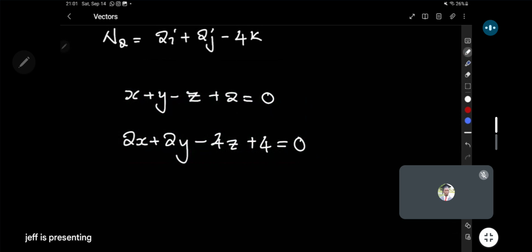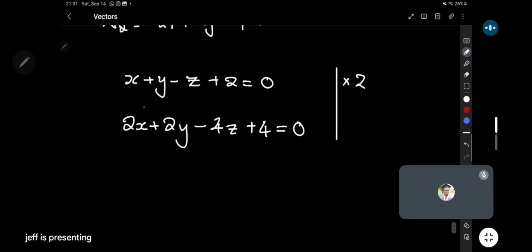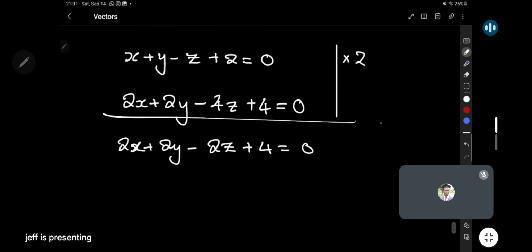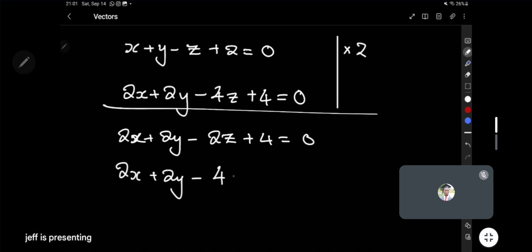So we can scale up by 2. Here we're just going to multiply the top one by 2. The bottom one can be multiplied by 1. If we did that, this would be 2x on the top one, 2y minus 2z, then plus 4 is equal to 0. The bottom one would remain the same, 2x plus 2y minus 4z, then plus 8 here is equal to 0.